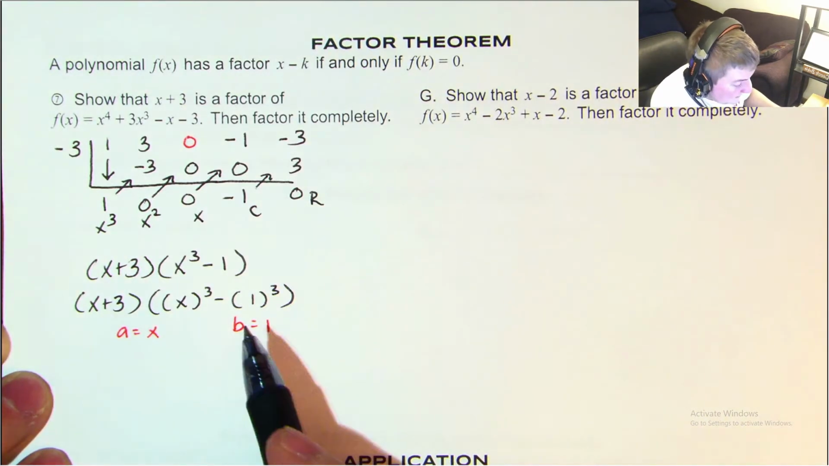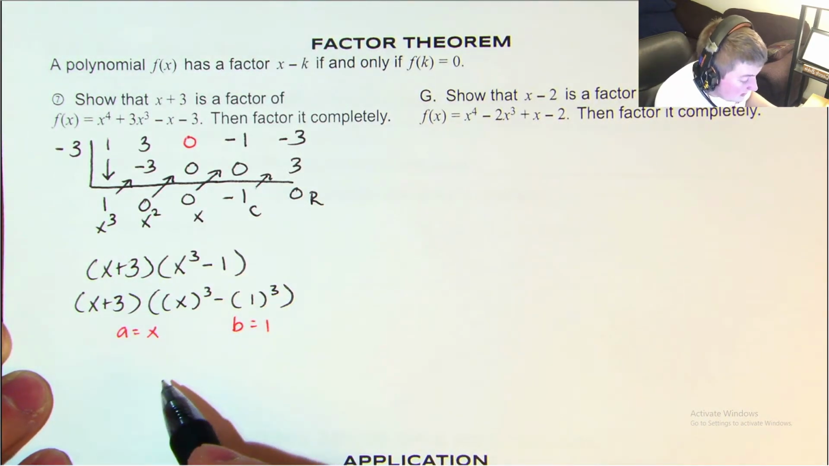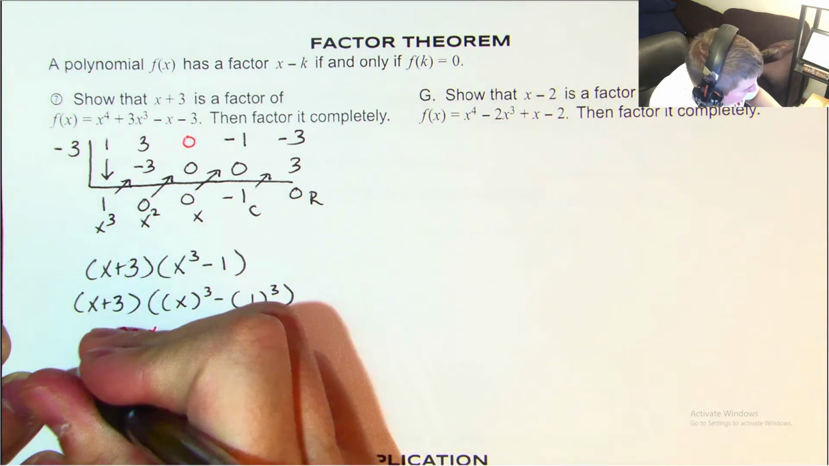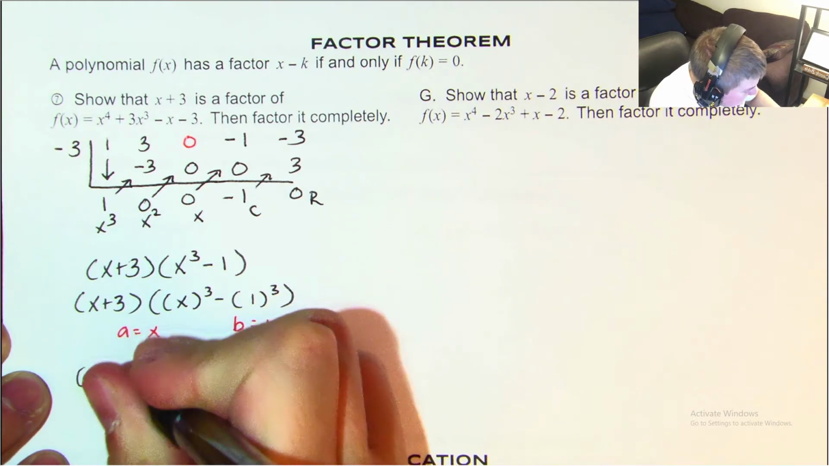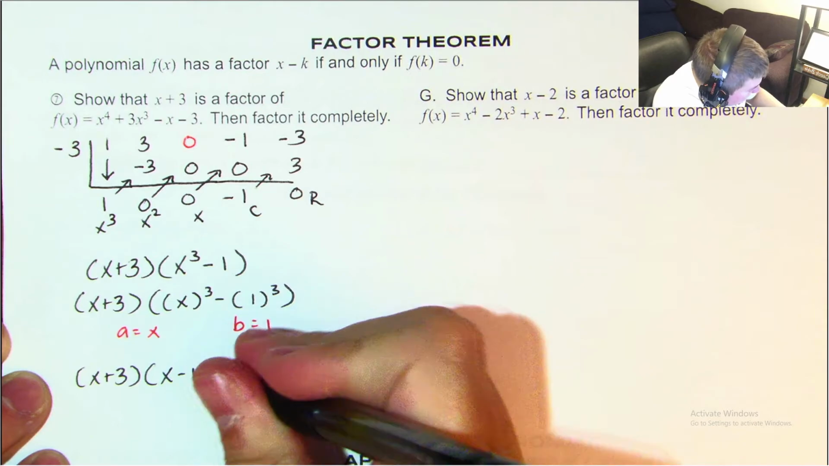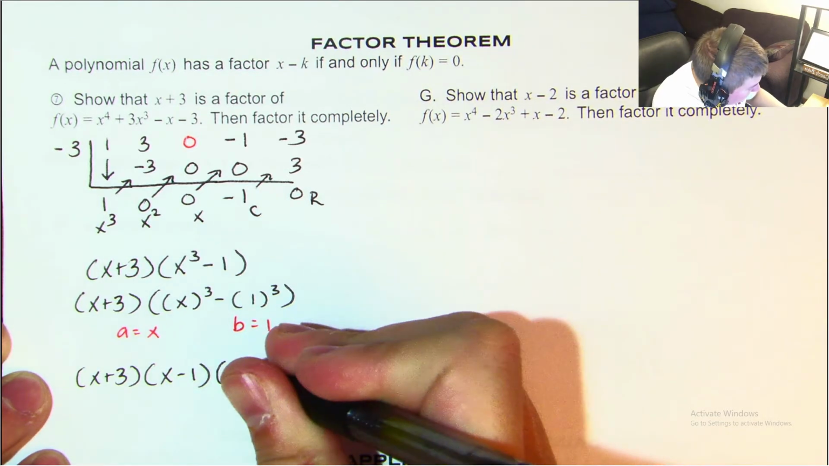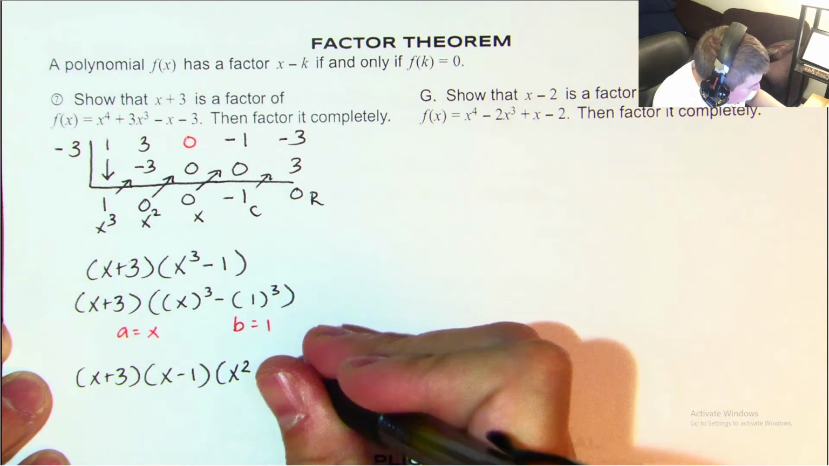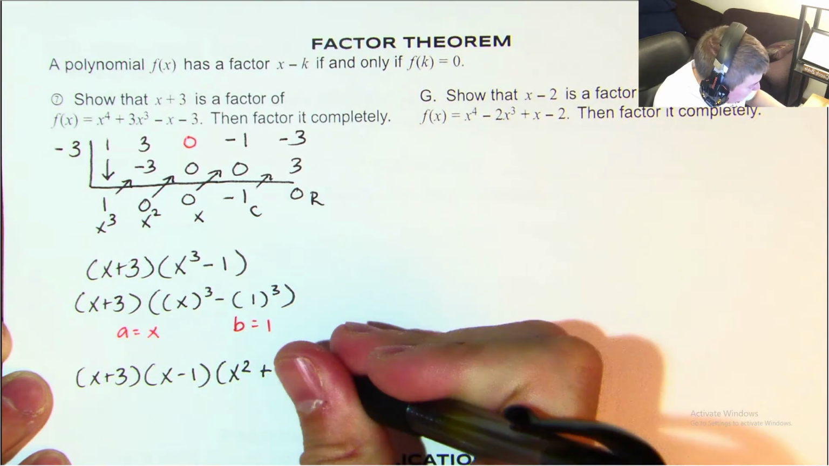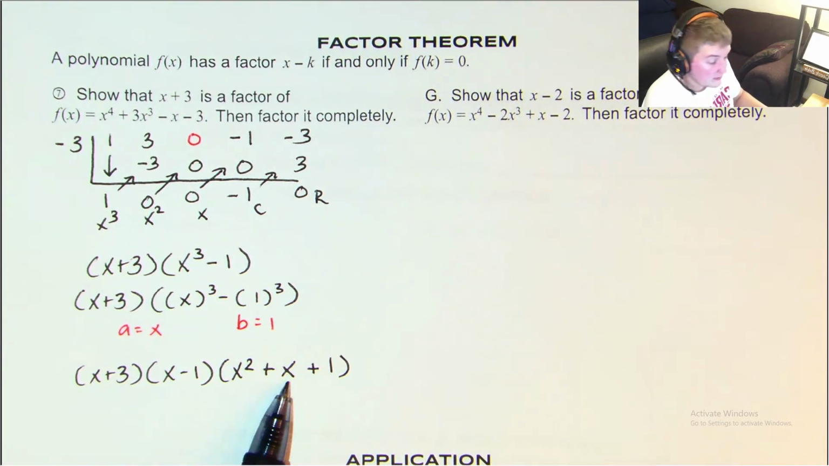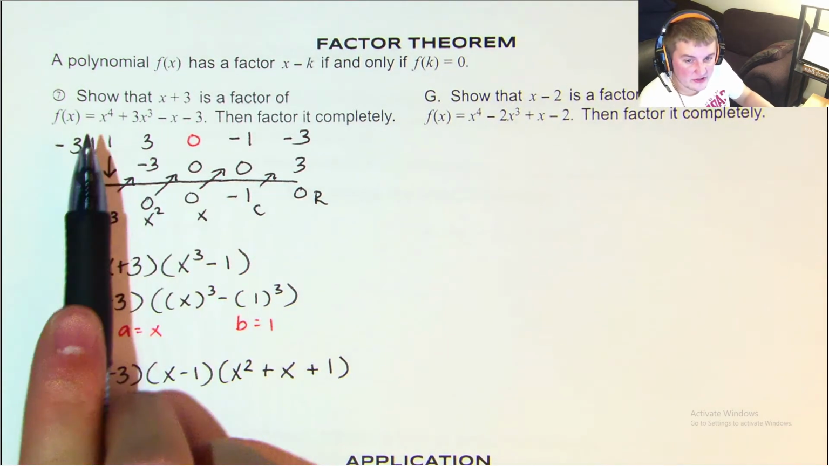So we can go ahead and plug this into our formula, which I have right in front of me because I do not have it memorized, so I would expect you all to do the same. So we're going to go x plus 3 times x minus 1 times x squared plus a times b, so x times 1, or just x, plus 1 squared, which is just 1. All right, so this here is the completely factored version of this.